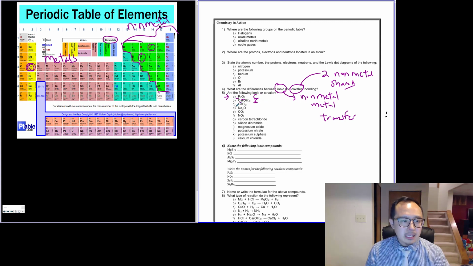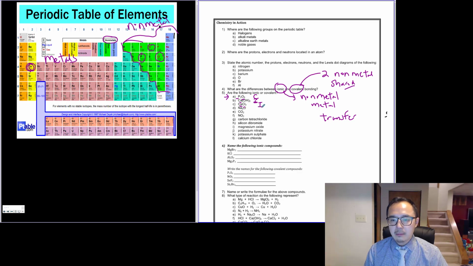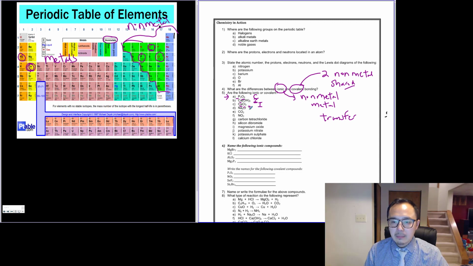And then for letter C, this is between Ca and Cl2. So Ca is right here, and then Cl2 is also here. So you have one that is in the metal, one that's in the non-metal. This makes it into an ionic bond. So CaCl2 is an ionic bond. Letter D, this is Na2O. So sodium is over here, number 11, and oxygen is over here, number 8. Because you have one of the metal, one of the non-metal, that will give you an ionic bond.